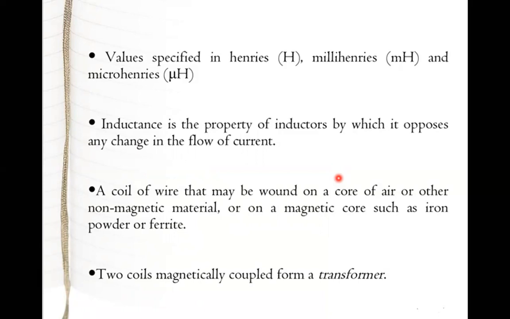A coil of wire may be wound on a core of air or other non-magnetic material, or on a magnetic core such as iron, powder or ferrite. Two coils magnetically coupled form a transformer. Now we were talking about an air core or a copper core, or we can take a ferrite and have copper wire wound over it. But if you have two coils magnetically coupled and kept beside each other, then that forms a transformer.